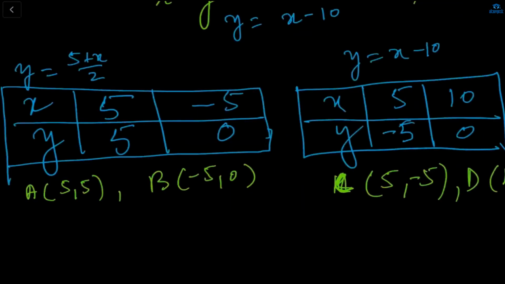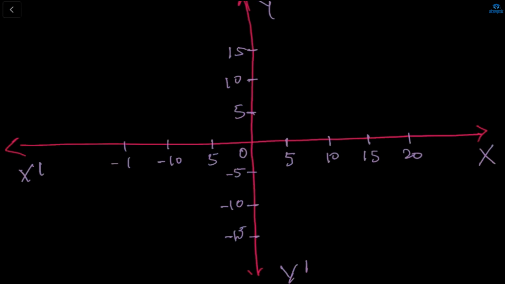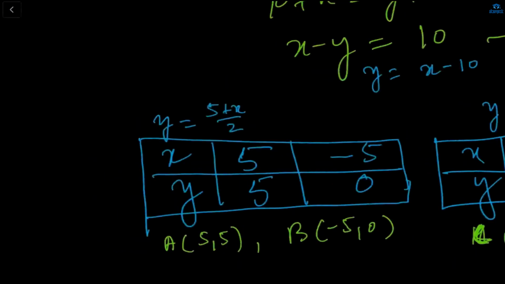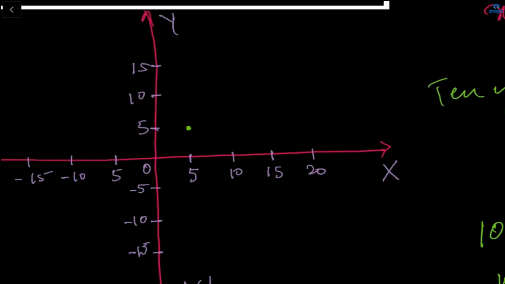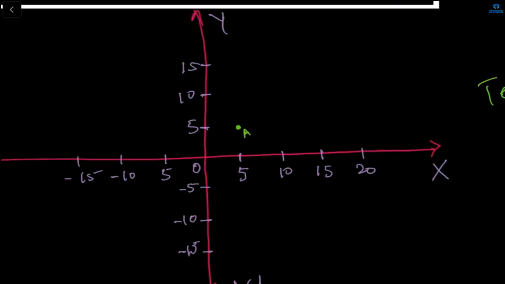So I'm taking the gap of 5, 10, 15, 20, and this is x dash, y dash. Now the first point is what? 5, 5. This is your point A. Now the next point is what? Minus 5, 0. This will be the point B. Now I'm drawing the line. So this is your first graph.